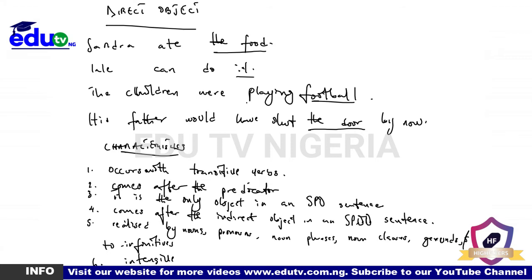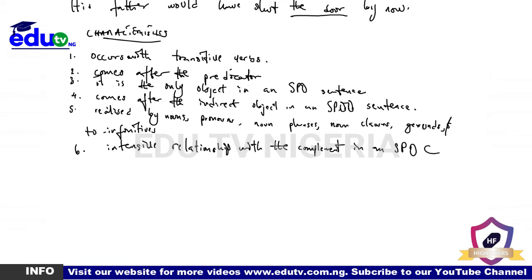Now, also, it maintains an intensive relationship with the complement in an SPOC sentence. So when we have an SPOC sentence, let's say something like: we made Taufik the class rep. So the object maintains an intensive relationship. Let's show you. We made Taufik the class rep.